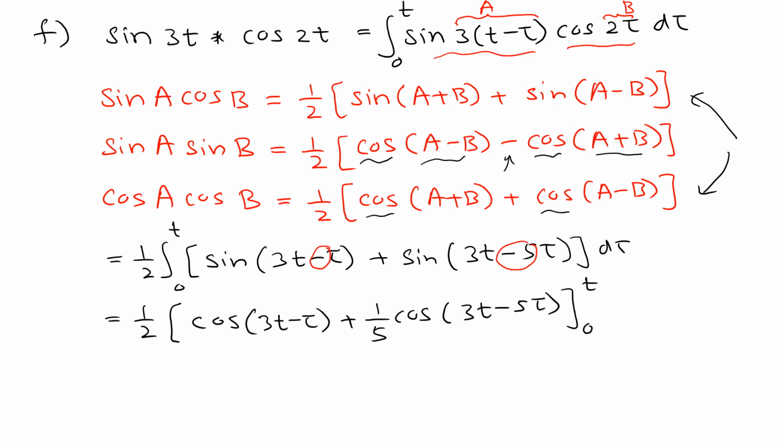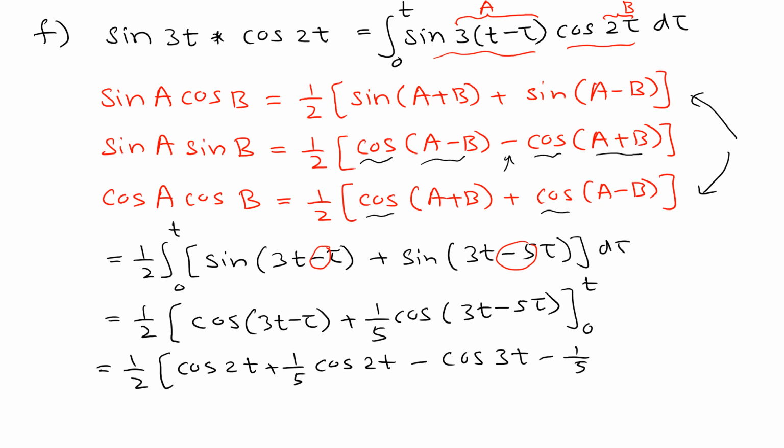When you plug them in, this is what you get. You get 1/2. The first one gives you cosine 2t, and then 1/5 cosine 2t, and then minus cosine 3t when you plug in 0, and also minus 1/5 cosine 3t again, because it's an even function. We use the even property here. Cosine is an even function.